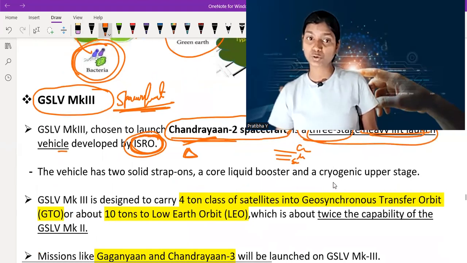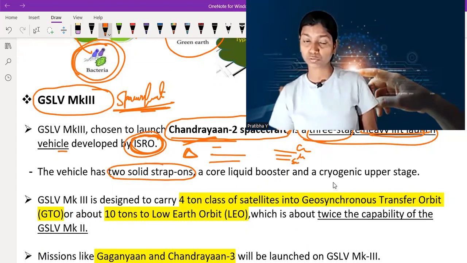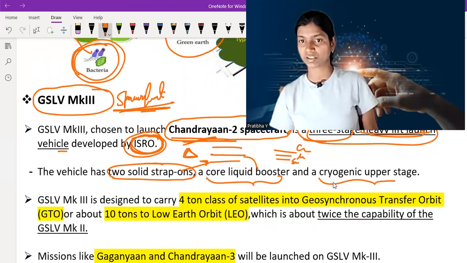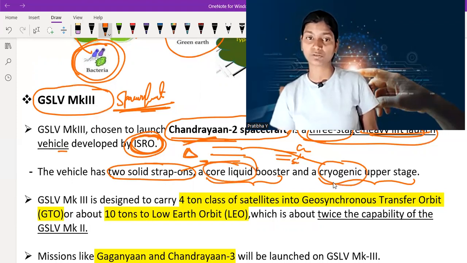The vehicle has two solid strap-ons. This vehicle is a three-stage vehicle. So on the first stage, two solid strap-ons, one core liquid booster on the second stage, and the cryogenic upper stage on the third stage. So on the third stage, we use cryogenic. On the second stage, core liquid. On the first stage, two solid.